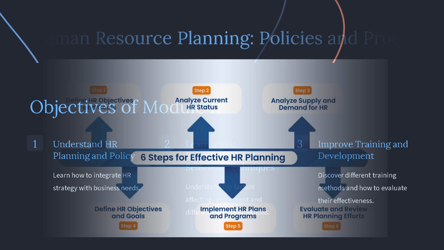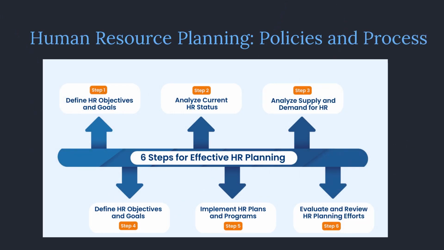Now, when it comes to human resource management, the very first thing is to understand the planning process. What exactly is human resource planning? What are the policies and processes involved in HR planning and how to make it more effective? So, the 6 steps for effective HR planning are: step 1 says define the HR objectives and goals. The second says analyze current HR status and situation.